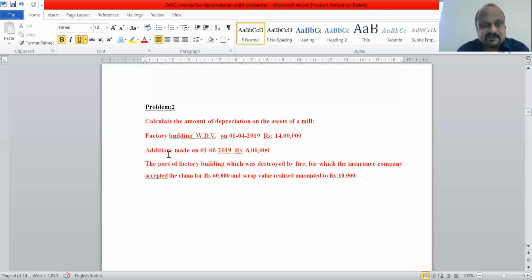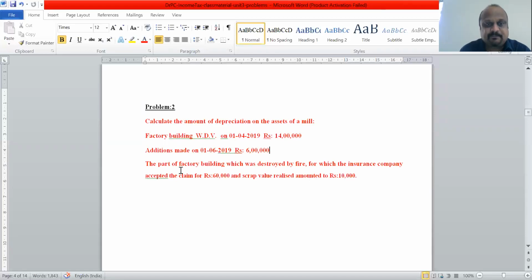One thing you have to observe here is whether these additions were put to use for more than 6 months or less than 6 months. Since it is the 1st of the 6th month, it has been put to use till April 2020. So 6 plus 6 plus 4, that is 10 months. It is more than 6 months, so we can use the 100% depreciation rate allowable for this block of asset.